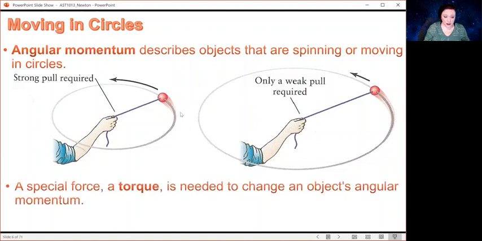If you want to change the momentum of something that has angular momentum, if you want to change the angular momentum, you have to apply a special twisting force called a torque. So just like you need a force to change the momentum of an object moving in a straight line, you need torque, which is a twisting force, to change angular momentum.